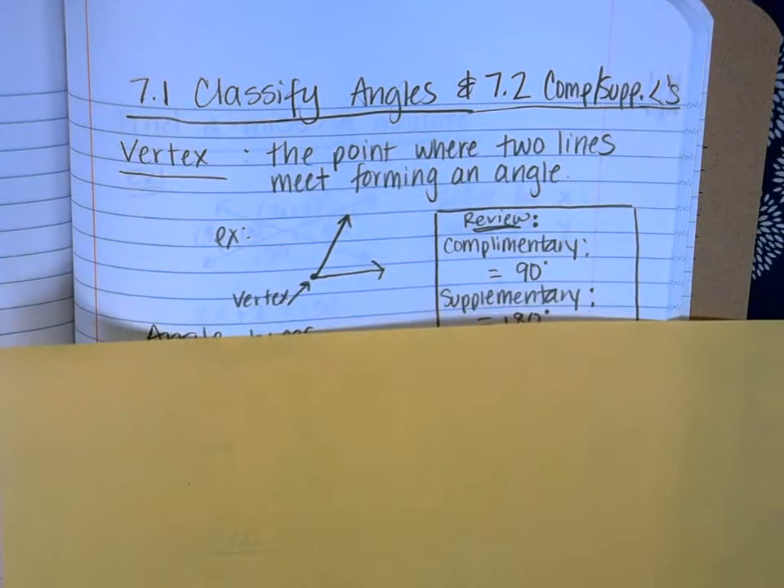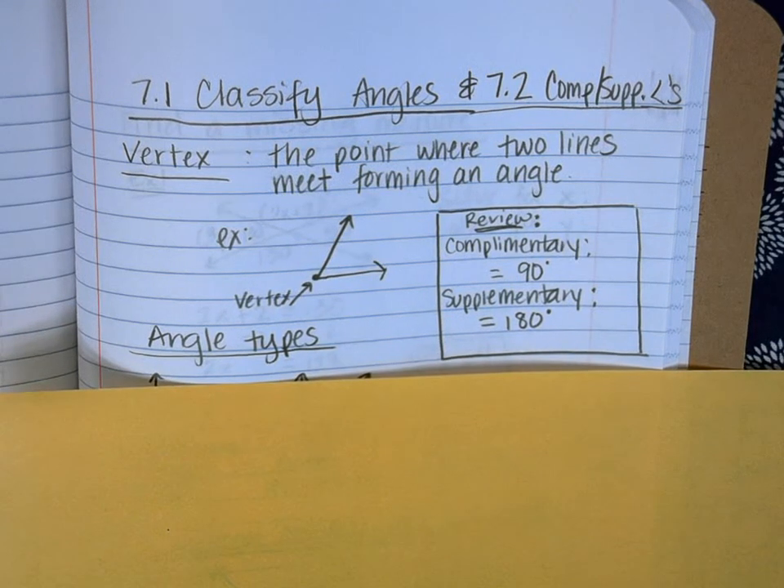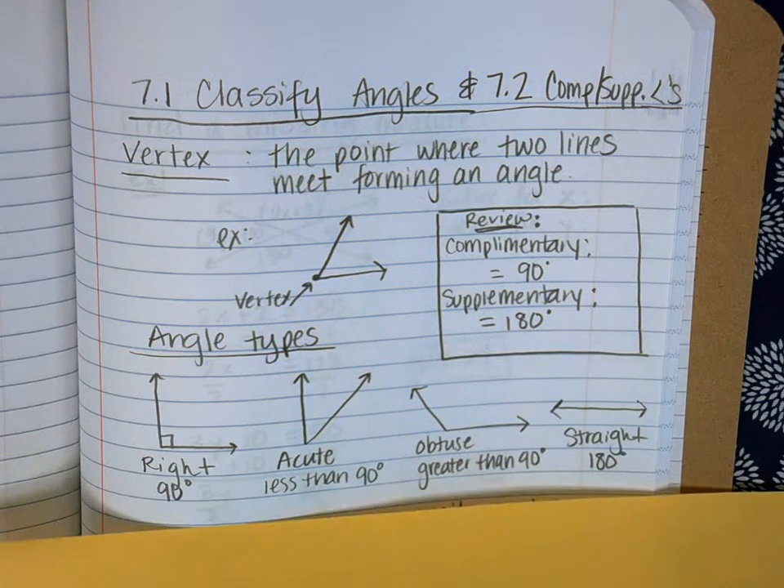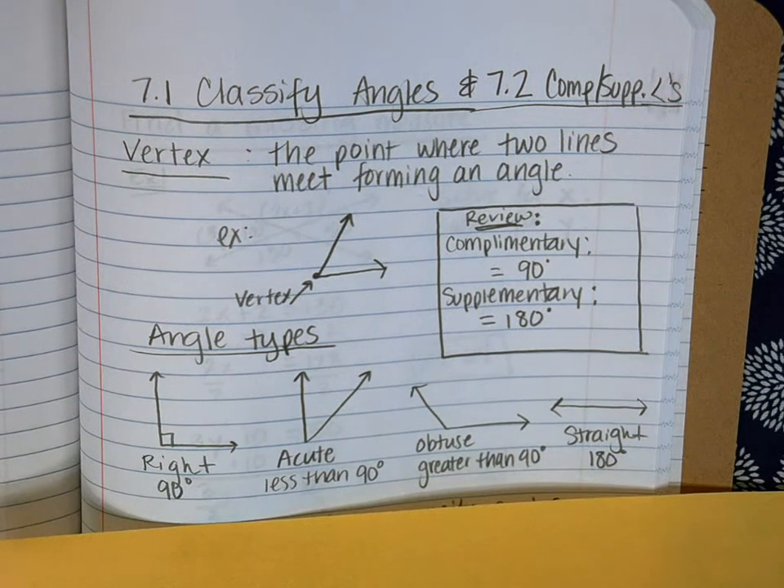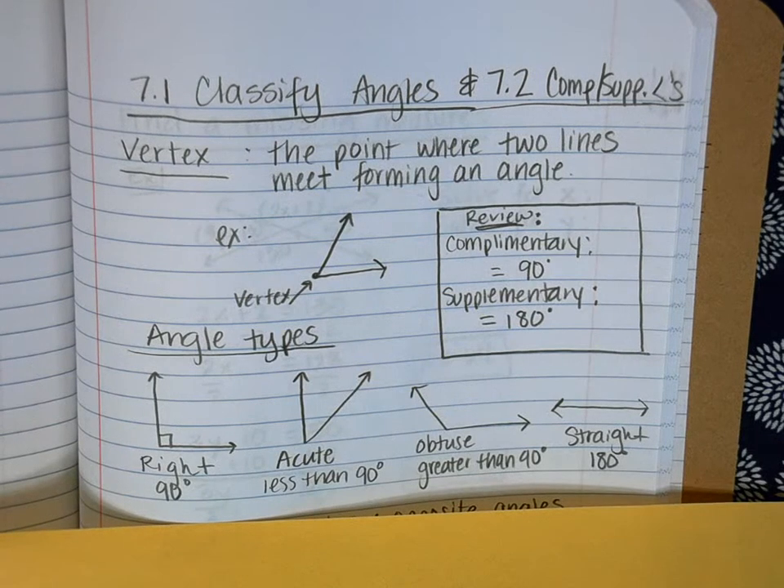So there's a picture of one, and then next to it, I put just a quick review of complementary and supplementary, what they mean. And then here's your angle types. I'll let you guys get all this written down, and then we'll talk about them. I think most of you guys know these angle types, hopefully from elementary school. But just in case you don't, there they are again.